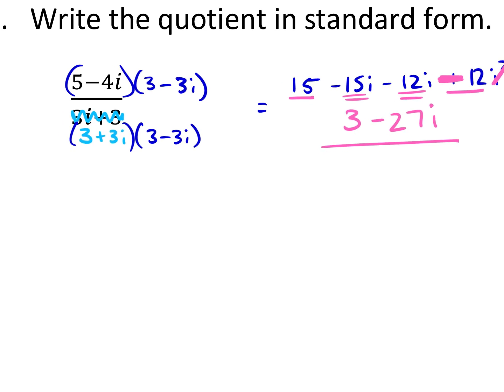On the bottom, you can FOIL it out, or since they're conjugates, you can use your conjugate shortcut. A squared minus b squared. Either way works. If you're not comfortable with your conjugate shortcut, FOIL it out. So this would be 9 minus 3i squared. I'm going to write that out so we see it. 3i squared. Don't forget, you have to square the 3 and square the i. So this would be 9 minus 9i squared. What does i squared change to? -1, which makes this a plus 9. So 9 plus 9 is 18.